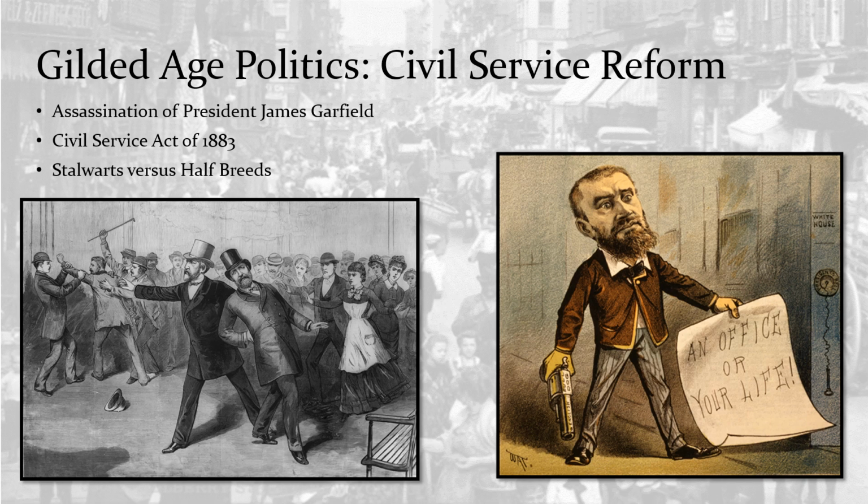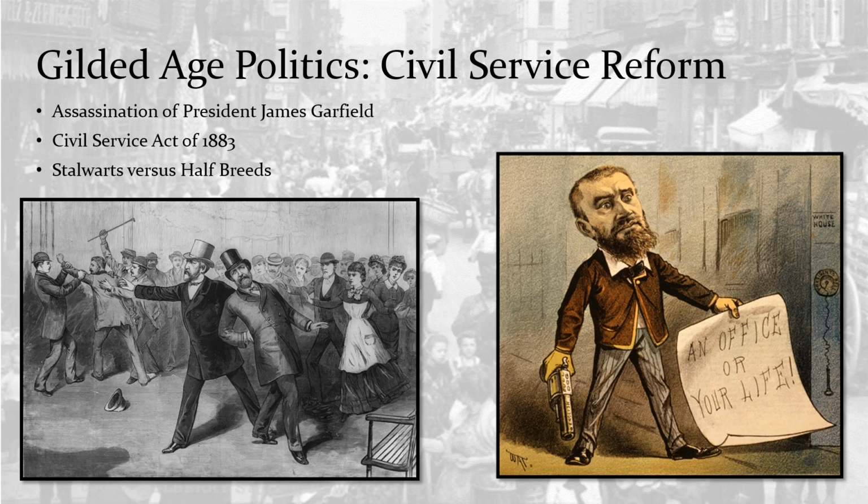The stalwarts versus the half-breeds. Stalwarts were people who were in support of the patronage system and did not want the Civil Service Act to pass. And the half-breeds were members of Congress who were fighting for the Civil Service Act to pass. So that's where those two terms come from. But keep in mind, there is a large group supporting the stalwarts who want them to prevent any kind of civil service reform to take place.